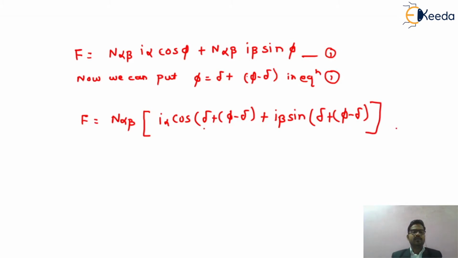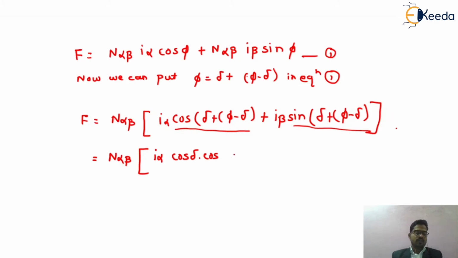So we are getting terms like cos (a plus b) and sine (a plus b). Now we want to substitute this formula, cos (a plus b) and sine (a plus b), for mathematical simplification. So we get N alpha beta times I alpha into cos delta, that is cos a, into cos b, that is cos (phi minus delta), minus, because cos (a plus b) is cos a cos b minus sin a sin b, I alpha sin delta into sin (phi minus delta). So this will be the first term.